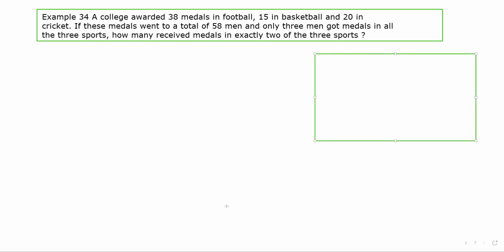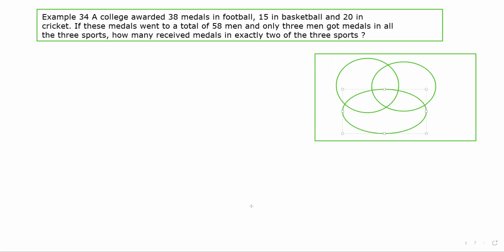There are 3 sports involved, and all the medals are distributed in either of the 3 sports. So, A for football, B for basketball, C for cricket. College awarded 38 medals for football. That means in this circle of football, 38 medals should be present. Now, this circle is overlapped by other circles as well. So let's name each region by a variable.